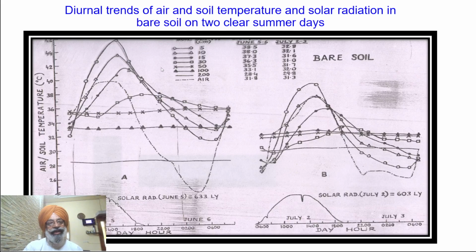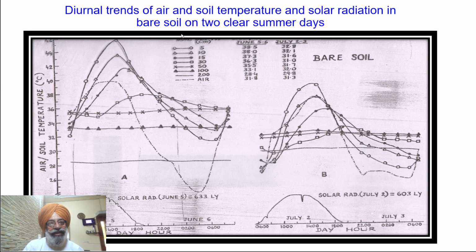We know the air temperature is also increasing. This is a line for air temperature. This is for temperature at 5 centimeter, at 10 centimeter, then at 30, 50, 100 and so on. Now it attains maxima.